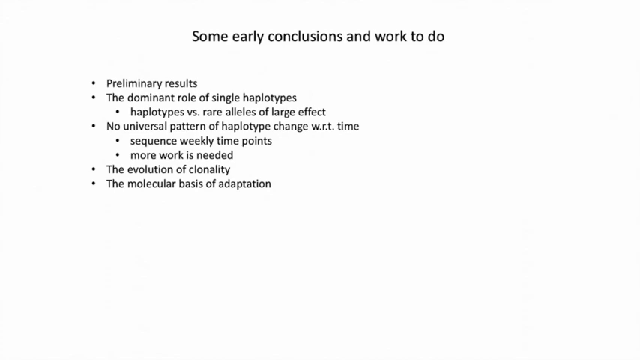As far as I can tell, there aren't universal patterns of haplotype change with respect to time, so the data doesn't seem to fit a model that well. That's what we're still working on. The next experiment would be, for these replicates that maintain sex, to look at a finer-grained set of time points to get at what's actually happening with respect to time.